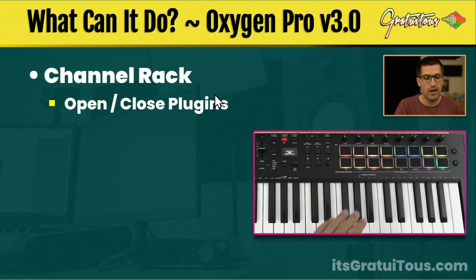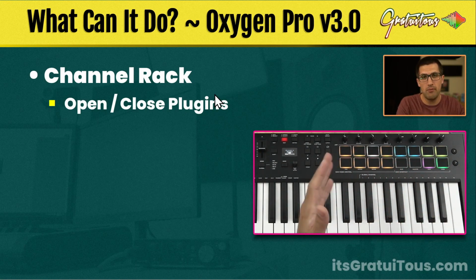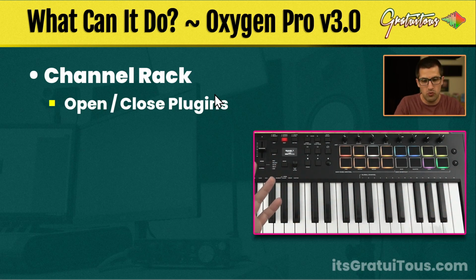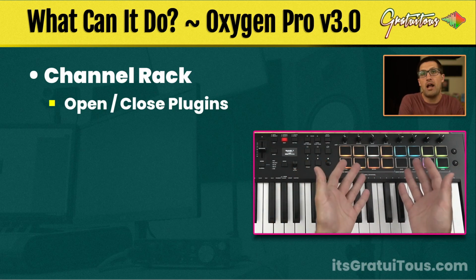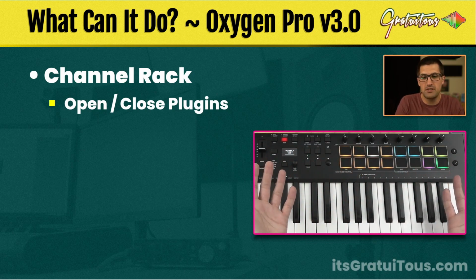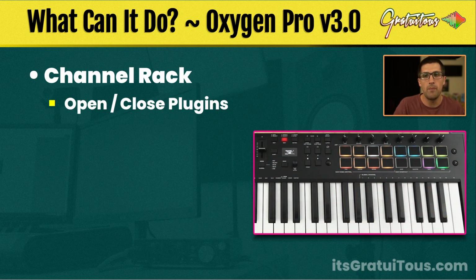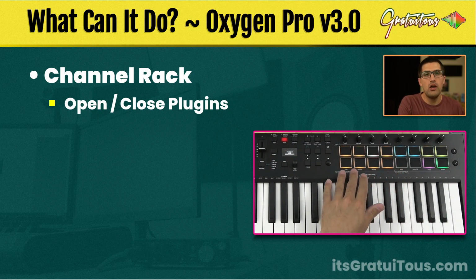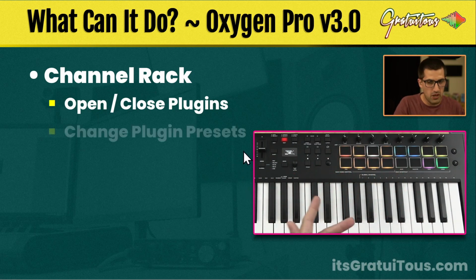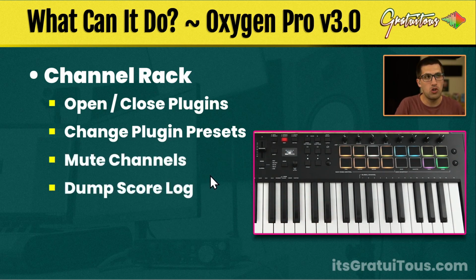So inside the channel rack, off of the drum pad layout, again, I told you for the Oxygen Pro template, there's two versions. There's version 1, which is just a basic FL Studio MIDI keyboard, but I don't use my drum pads when I'm making beats. So I've turned them into being able to navigate FL Studio. So off of these drum pads, this is the latest version, version 3.0, we can open and close plugins, we can change plugin presets, we can mute channels, we can dump to score log, all right? And let's just break that down, okay?